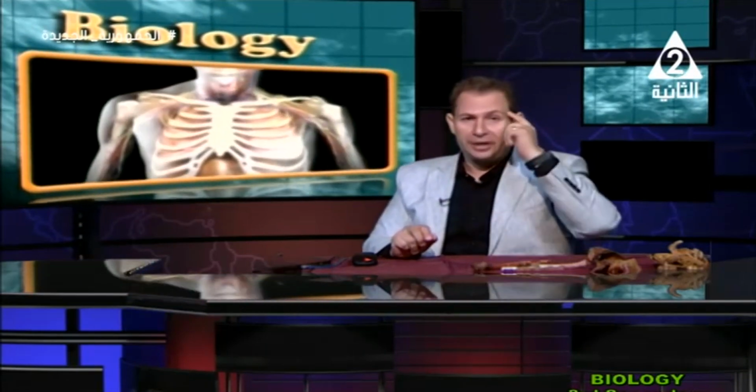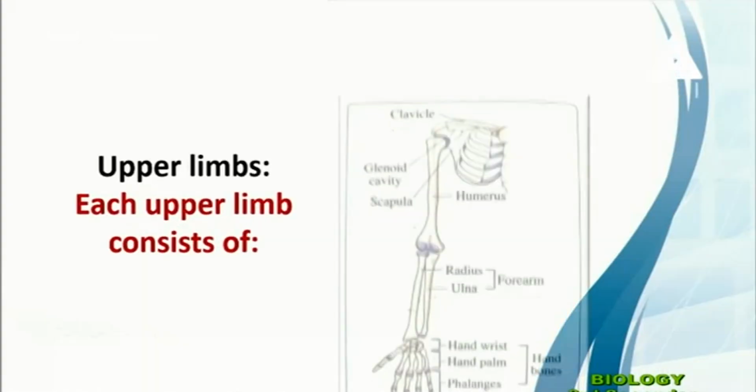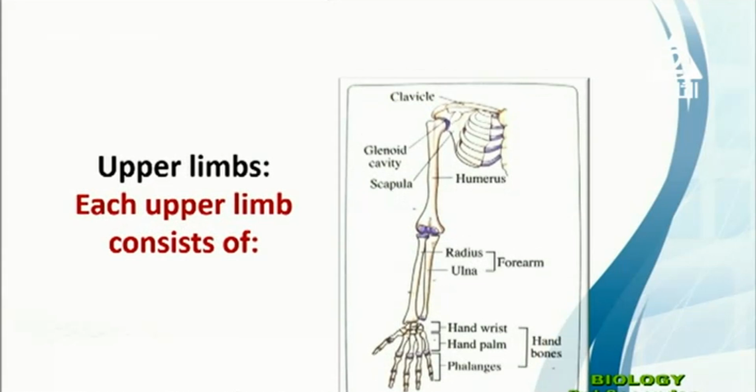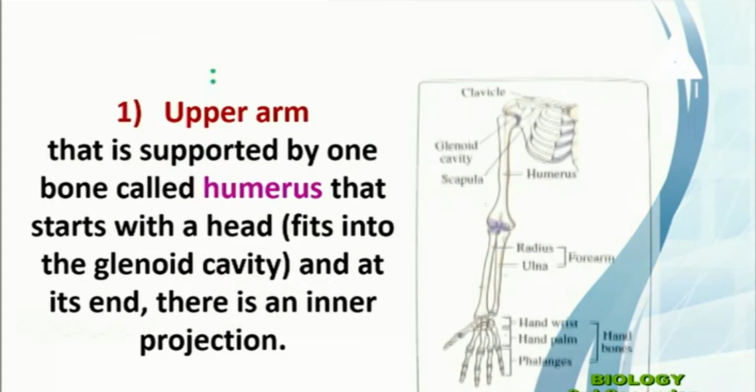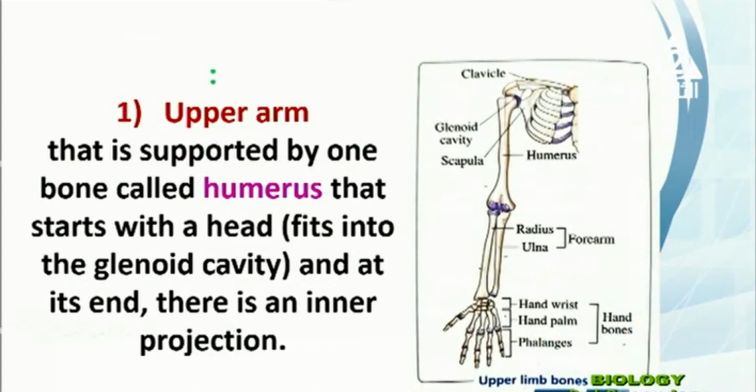Let's make a revision of what I explained. Let's see inside your PowerPoint. Each upper limb consists of the upper arm. I told you this is supported by 1 bone, we call it humerus. Start with the head of the humerus, okay, which fits into the glenoid cavity, and at its end there is an inner projection. You remember the inner projection?